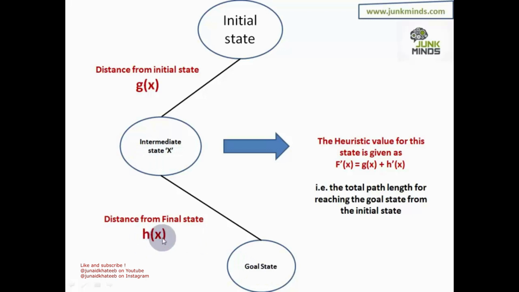So if I need to give you the value of the heuristic function for this state, I'll go like this: f dash x is equal to g of x plus h of x. This value gives me the total cost of the path from the initial state via that node going to the goal state. Obviously, the shorter the path, the better the solution. So the lesser the value of the heuristic function, the better the state.